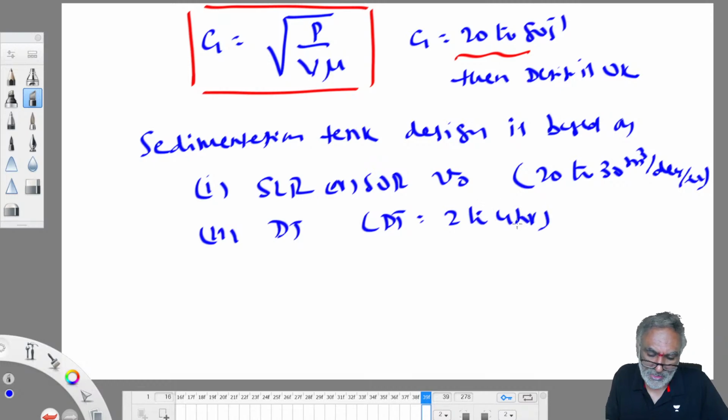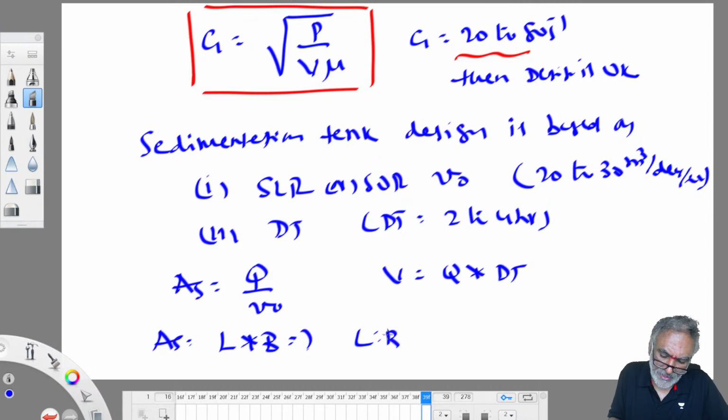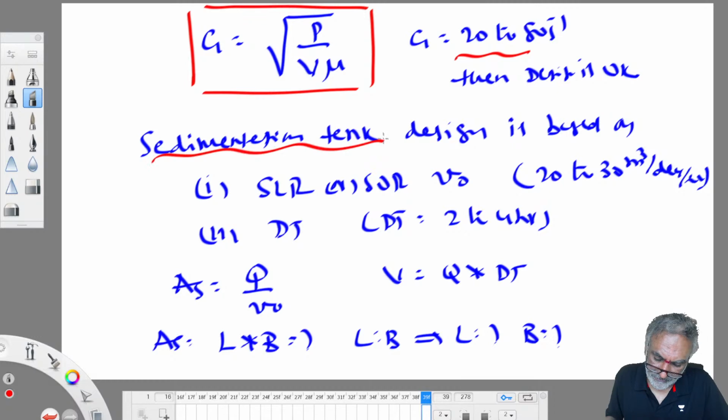Okay. So using surface loading rate we can find out surface area, Q by V0. Using detention time we can find out volume. Then the rest of the dimensions you can find out. L into B is the surface area; using L to B ratio, you can find out the length of the tank and the width of the tank. Okay. This is how we can design a sedimentation tank, as well as a clariflocculator. So that's about coagulation.